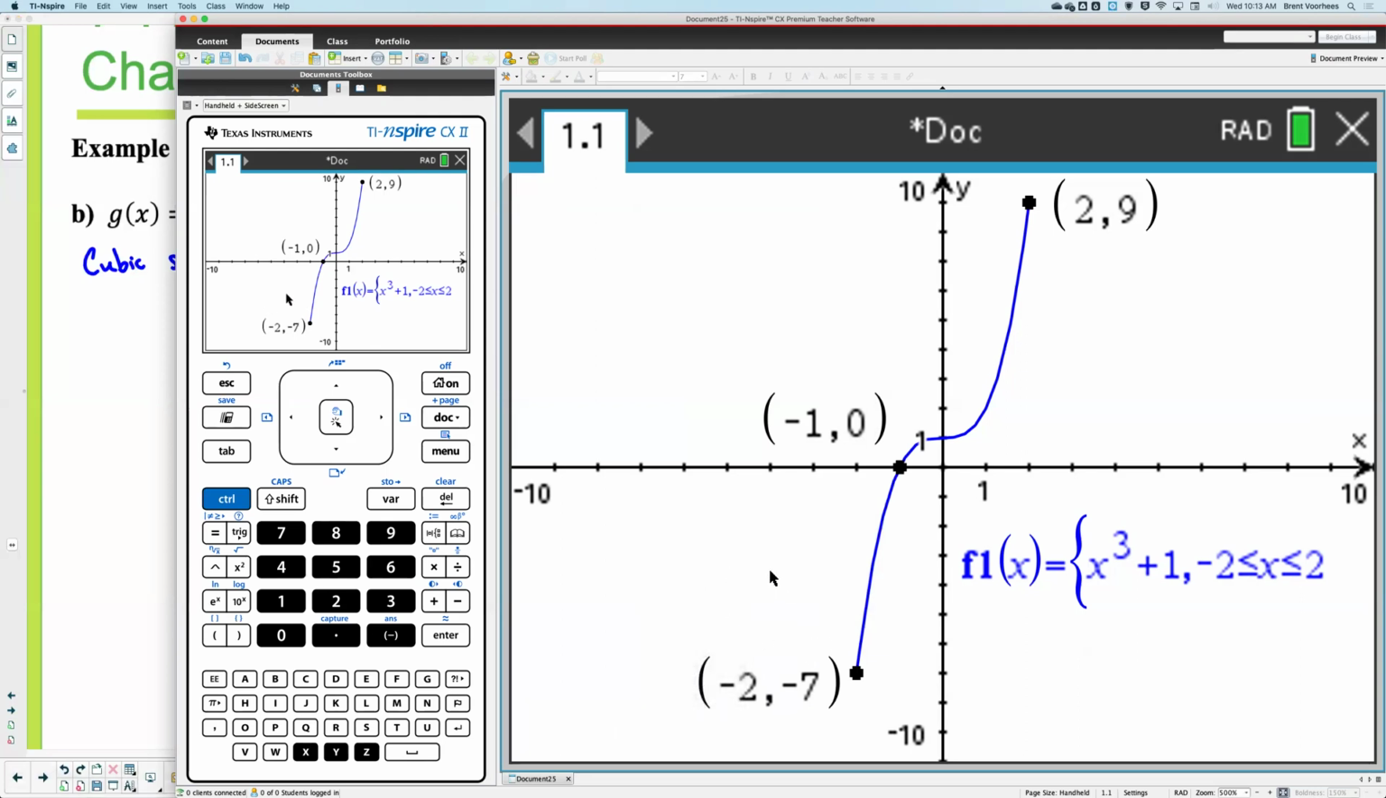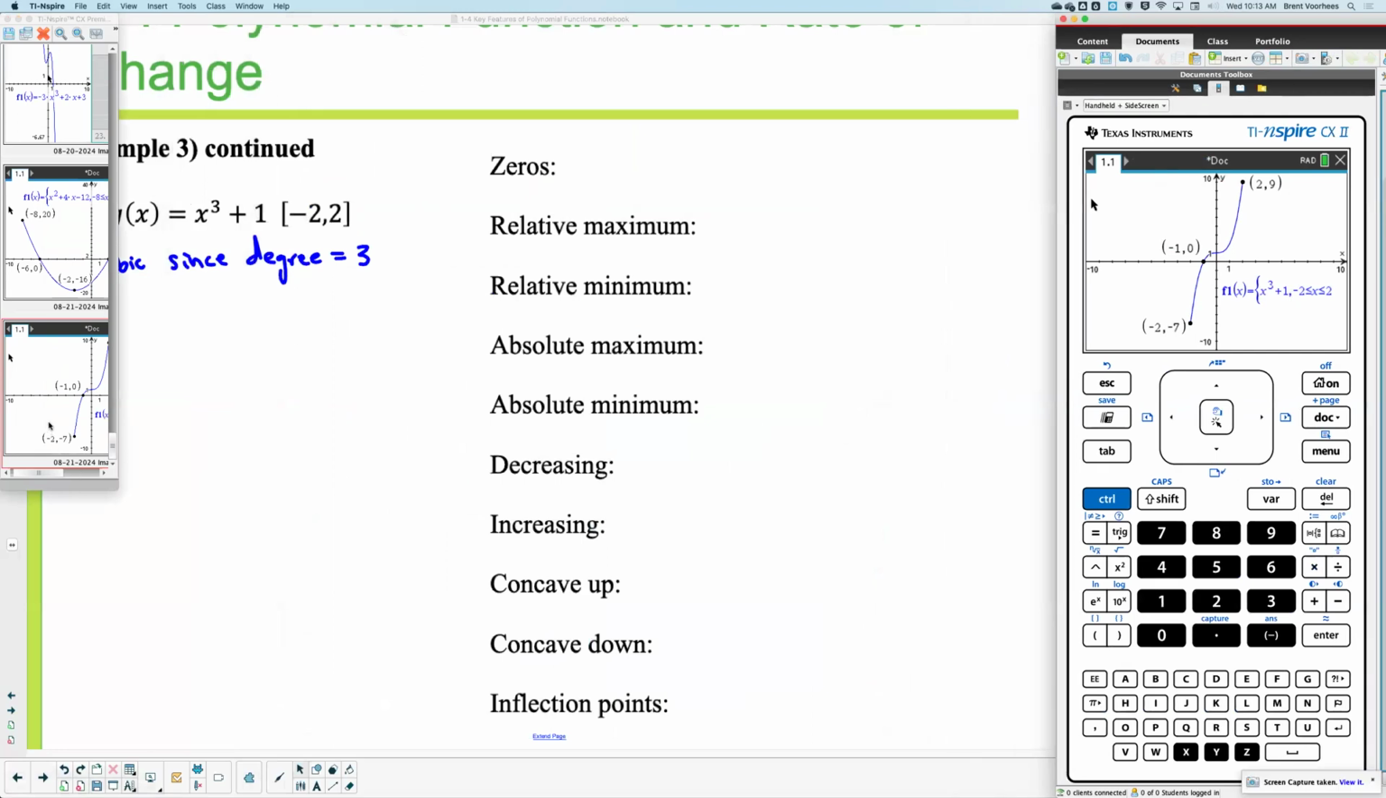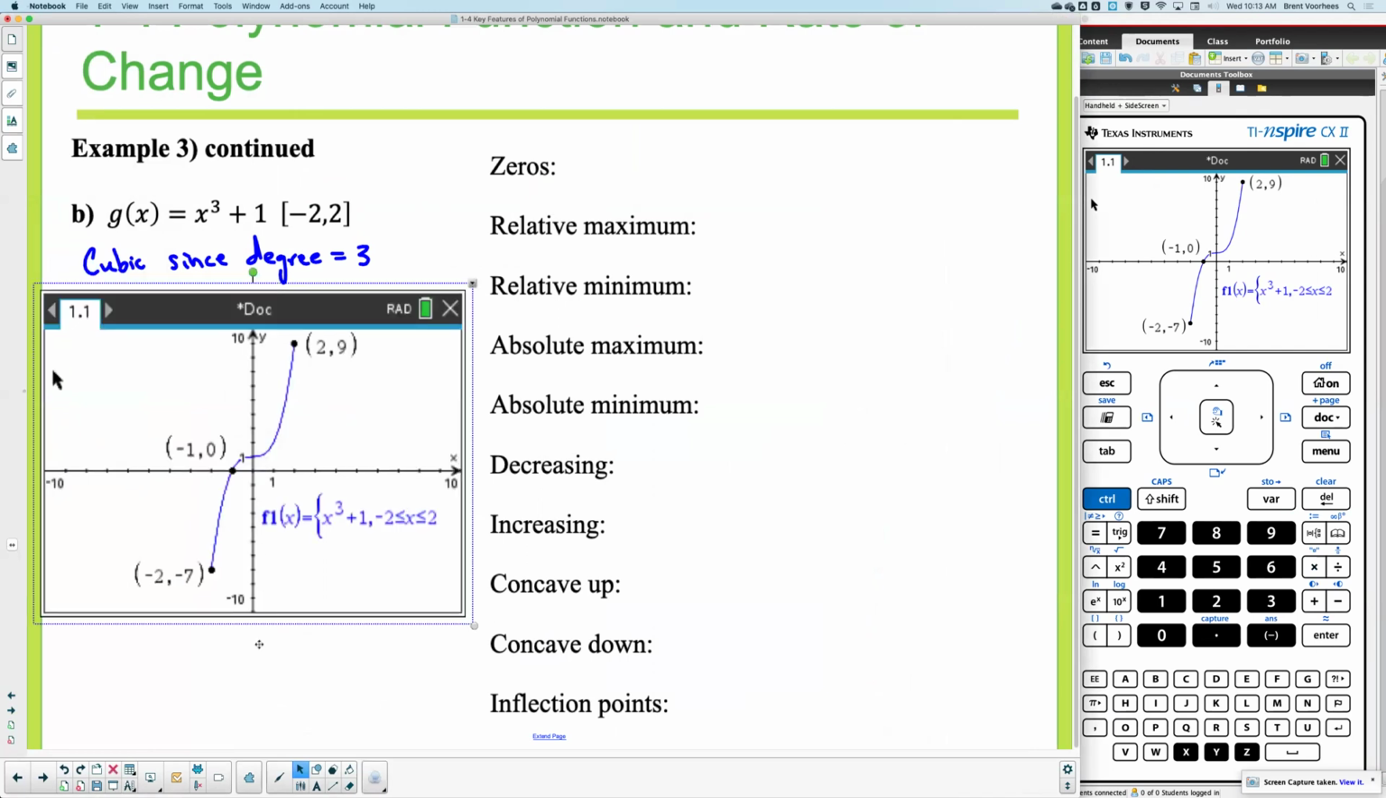I think that's all the things we can add on. So I'm going to take a picture of that and add it over to our notes now. I think that's everything we'll need for this problem. I could be wrong, but I think it's everything we need. So let's fill it in.